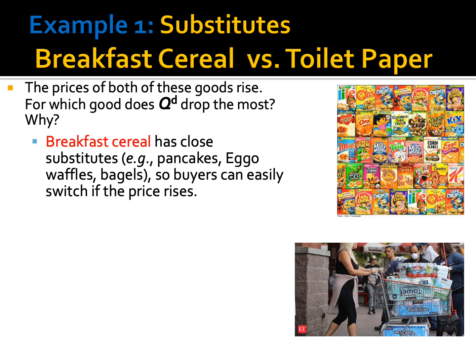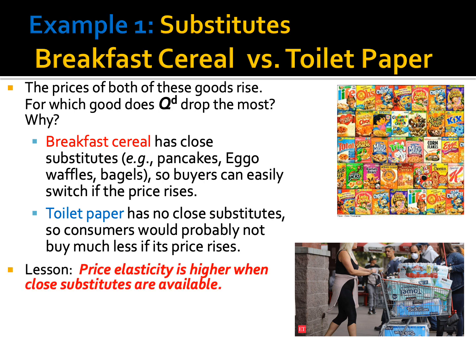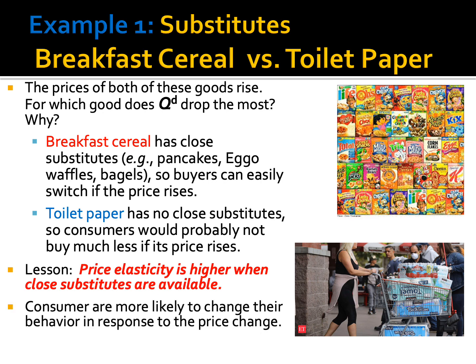Well, let's think about breakfast cereal. There's many close substitutes. Think about all the different things you can substitute for breakfast cereal. Pancakes, Eggo waffles, bagels, etc. Or realistically, any type of food. So buyers can easily switch if prices rise. Now, toilet paper has no close substitutes, so consumers would probably not buy less of it even if the price rises. So here we notice that when you see the existence of more substitutes, consumers will react more to the change in the price. So price elasticity is higher, or consumers are more responsive, when there are close substitutes available.